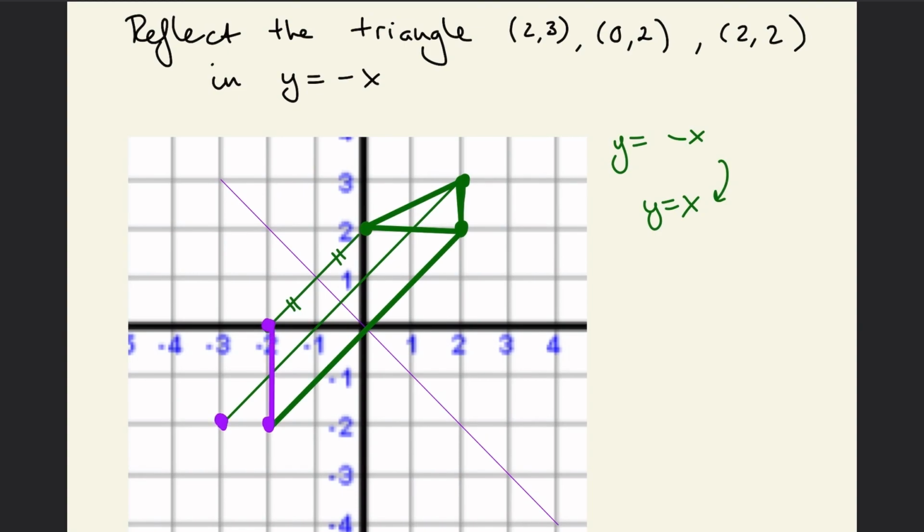So in the end, this is going to be our reflected triangle. And you might now see why it's useful to know that the line that we're reflecting across is the line that is perpendicular, because this doesn't look that intuitive, or at least to me. So I would recommend keeping this in your head.